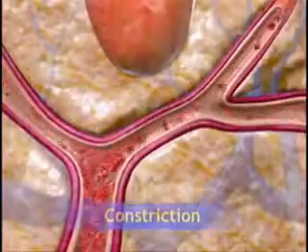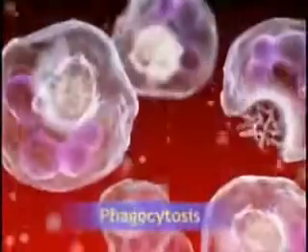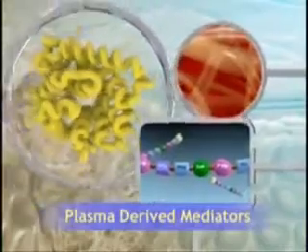Acute inflammation comprises a variety of complex protective responses to injury that, together, lay the groundwork for the next stages of the body's recovery: immune response and tissue repair.